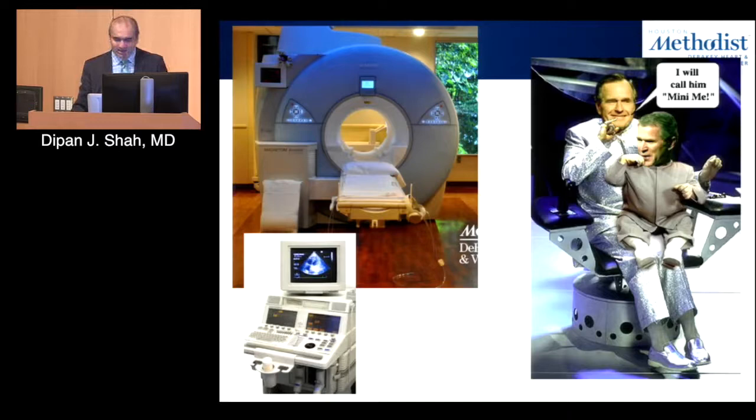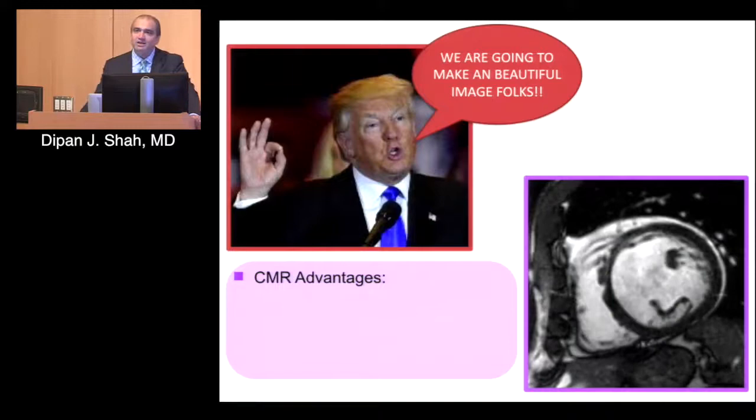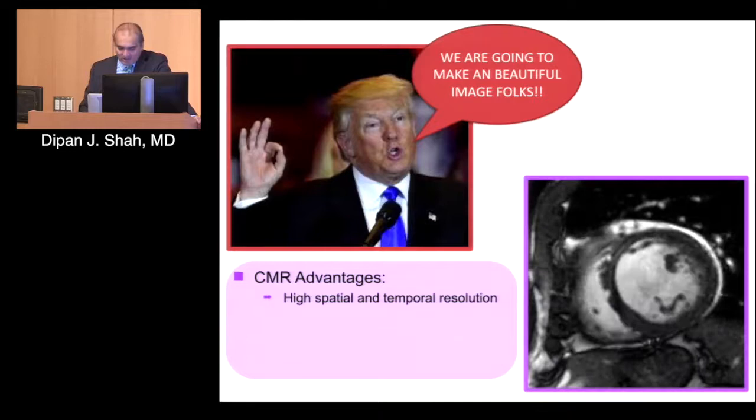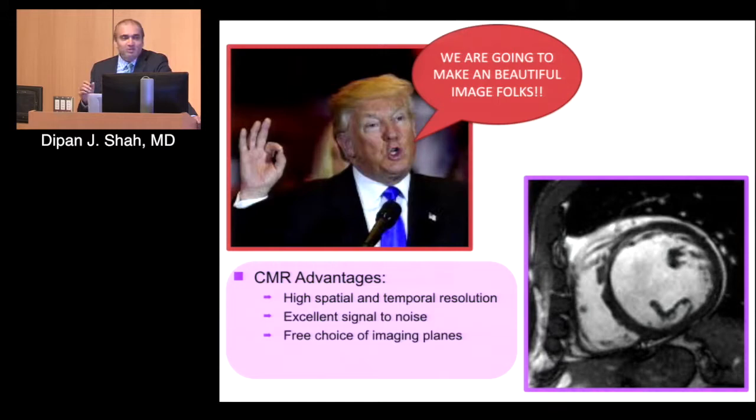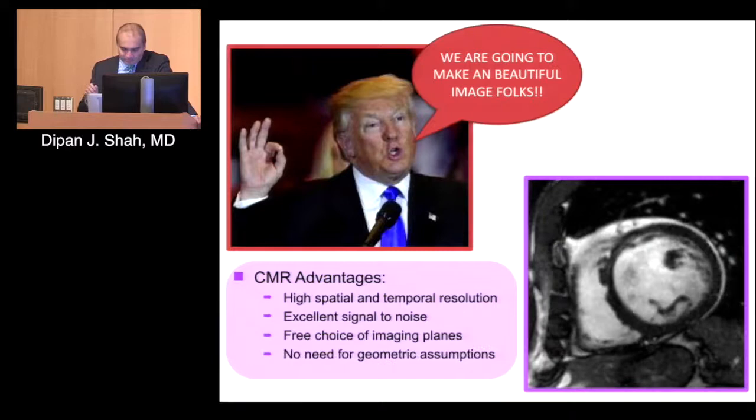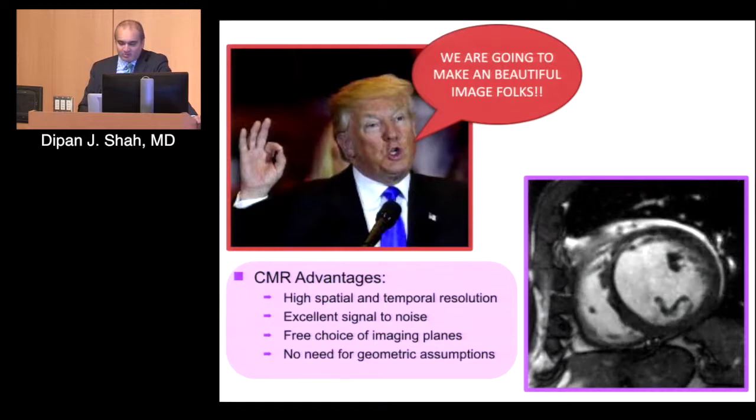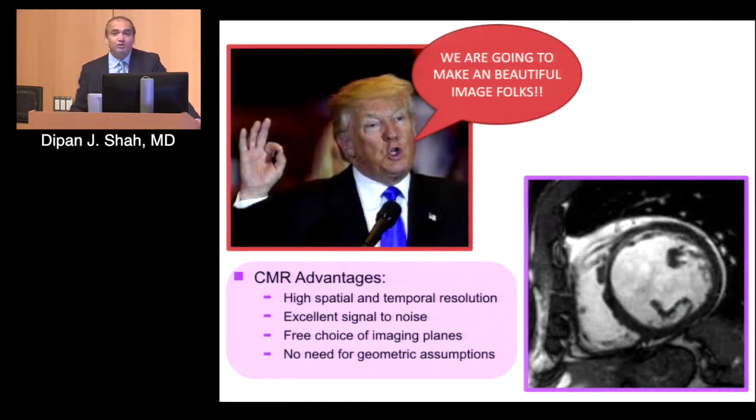Our goal with CMR is to give you really high quality images. Not only does it give you very high spatial and temporal resolution and very good signal to noise, but also a free choice of imaging plane. So you're not worried about a rib being in the way, or the lungs or anything else. And lastly, we can quantify contractile function without the need for any geometric assumptions. So in all cases, we should be able to get images that look like this or fairly close to this, as long as a patient can physically fit into the scanner.